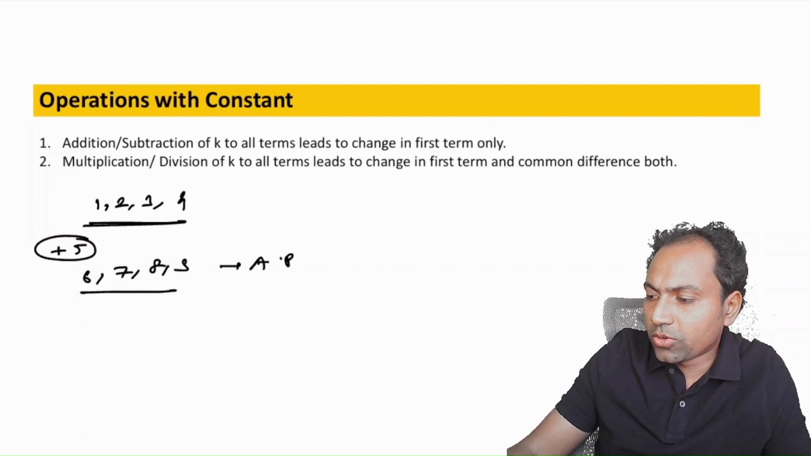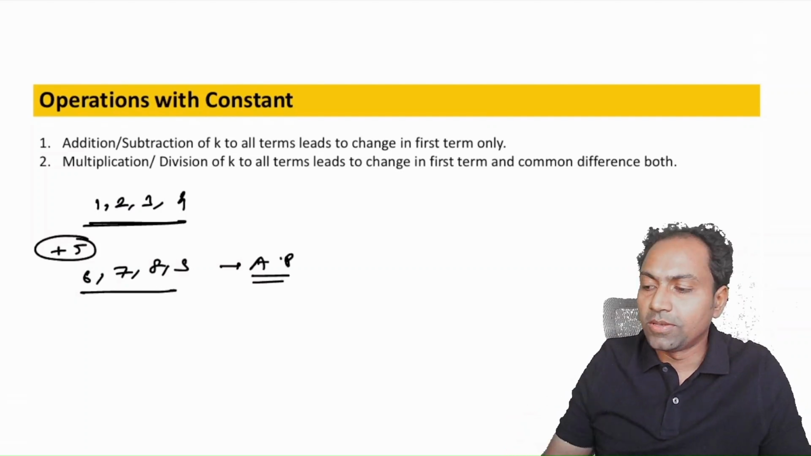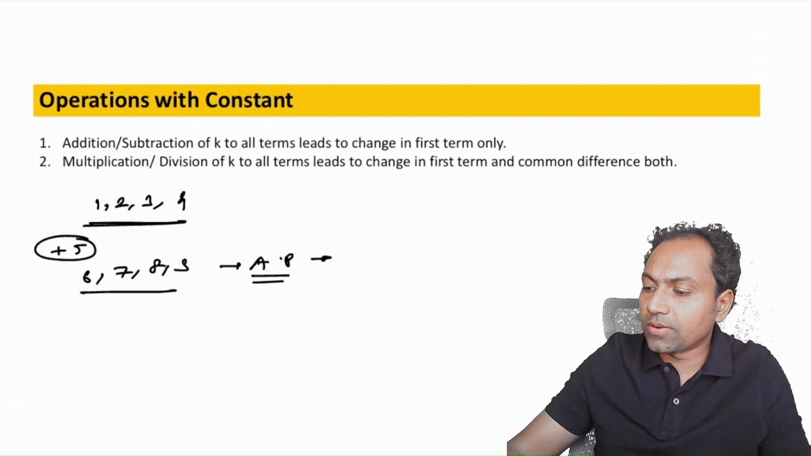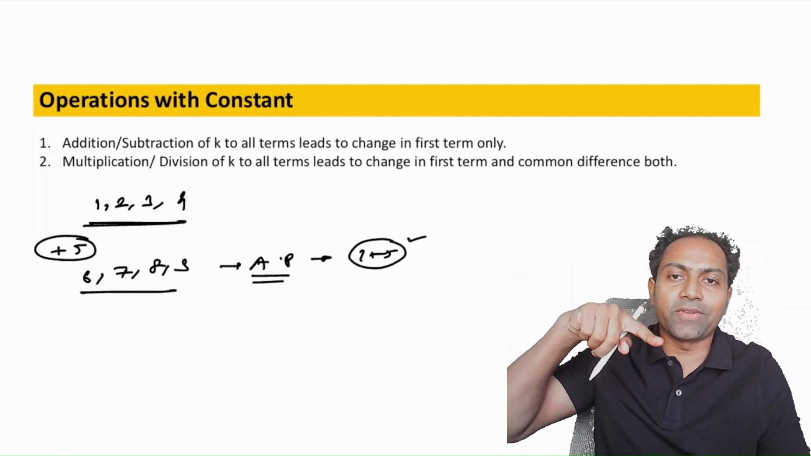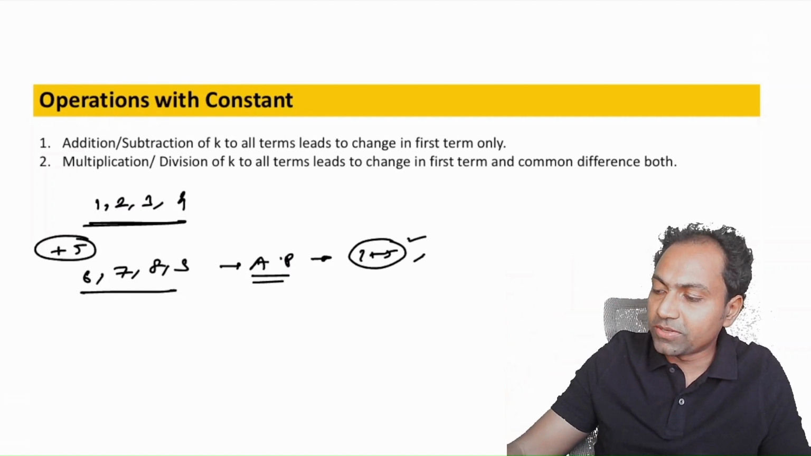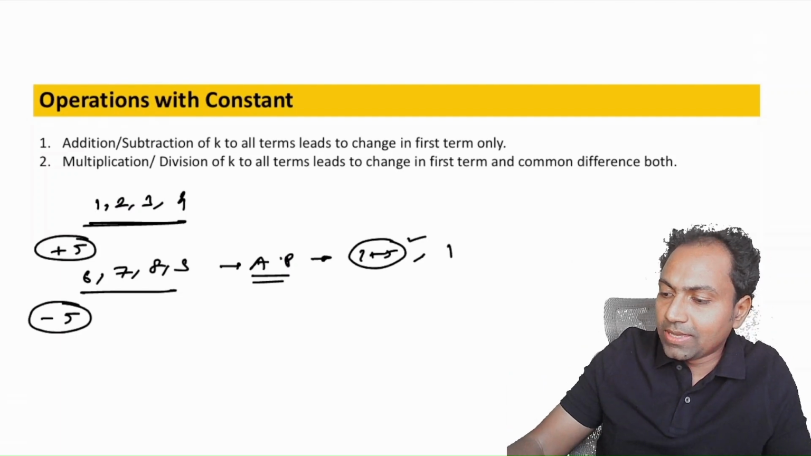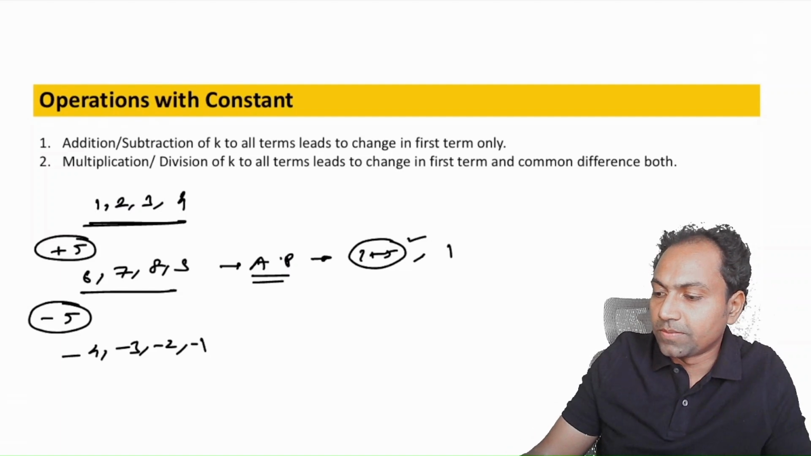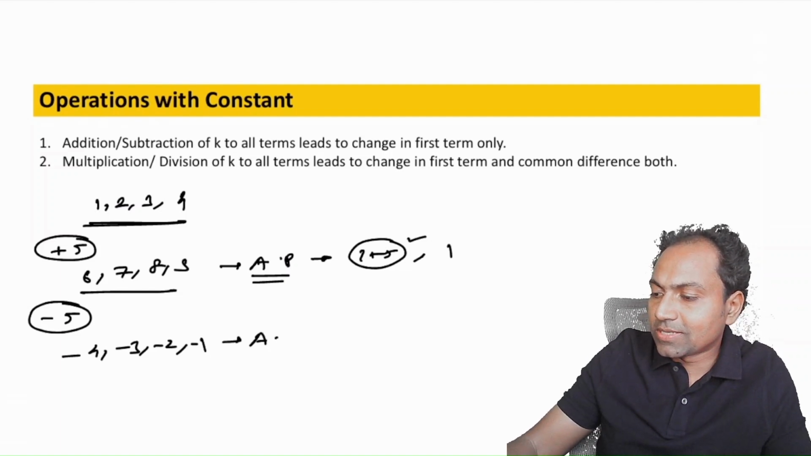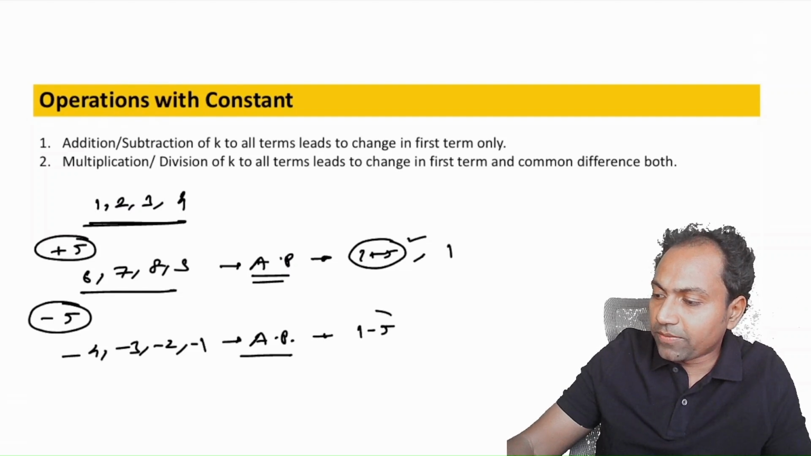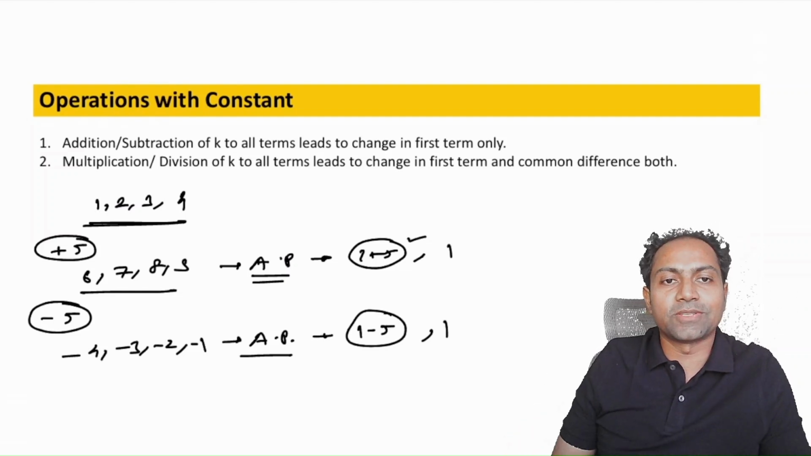If you add a constant term to an AP, it still remains in AP. You can see what happened is your first term has changed. Your first term has become 1 plus 5. So whatever constant we added got added to the first term, but your common difference remains the same. If you subtract 5, again it becomes minus 4, minus 3, minus 2, minus 1. So again you can see it is still in AP, but the first term has been reduced by 5, whereas the common difference remains the same.